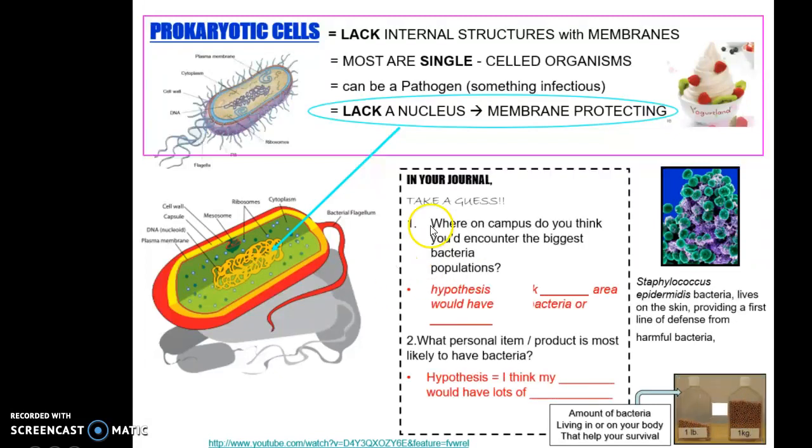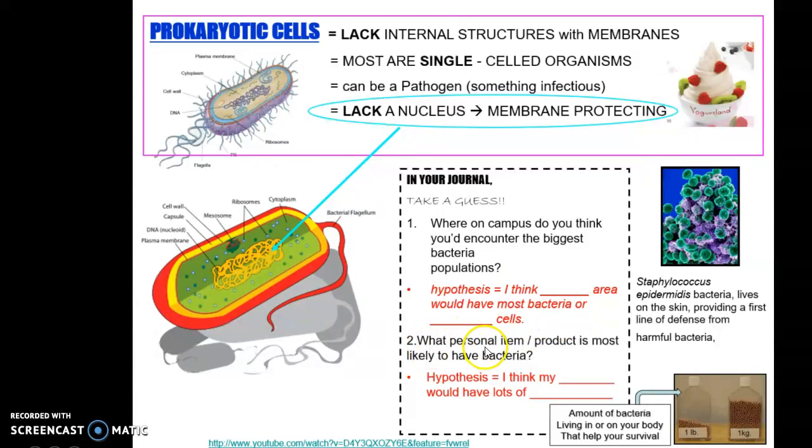All right, let's think about these questions. It says, where on campus do you think you'd encounter the biggest bacteria populations? Where on campus do you think you'd encounter or see the most bacteria? And so in your notebook for slide 15, write your hypothesis. So after you get the definition for prokaryotic, let's do this hypothesis. It says, I think blank area at school would have the most bacteria, or what type of cell are bacteria, right? So go ahead and get it from the definition, prokaryotic. So where do you think on campus has the most bacteria or prokaryotic cells?